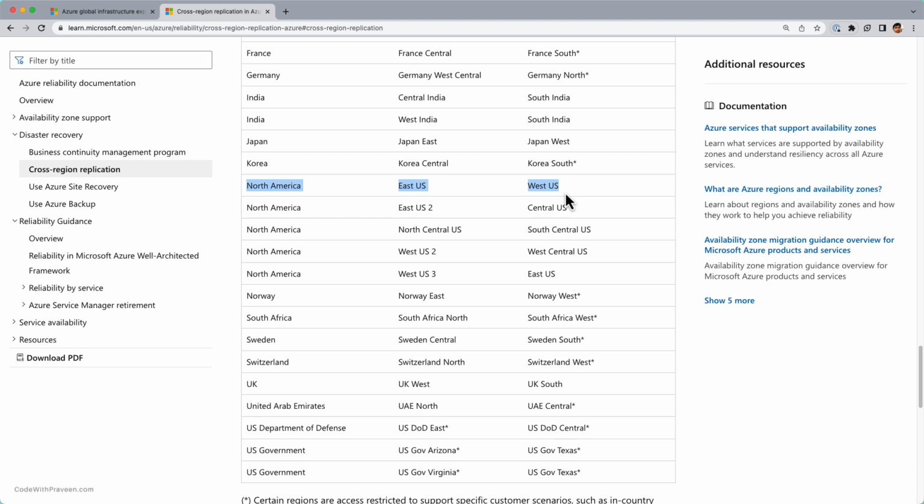As you know, Azure keeps expanding its infrastructure. Hence, the list you see on your machine may differ from that shown here at the time of this recording.